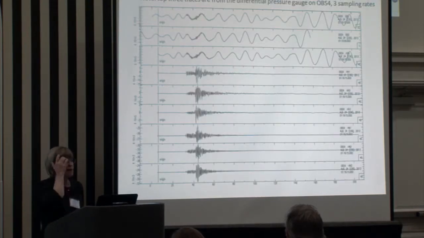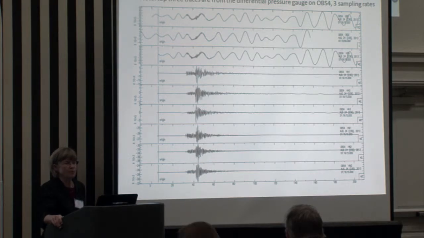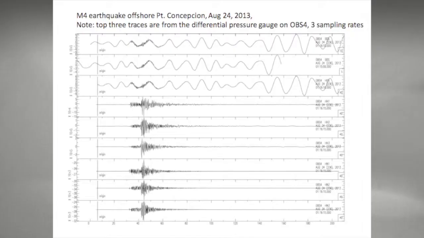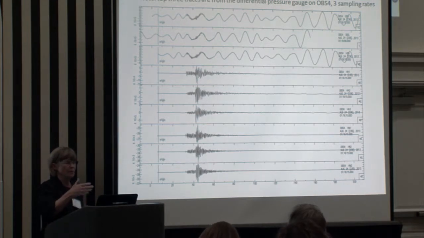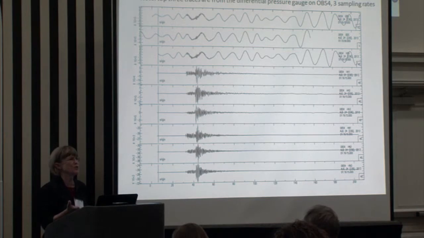And then this was a magnitude 4 event that occurred to the south in August off Point Conception. So the top 3 traces are the differential pressure gauge. We actually set them at 3 different sample rates. The broadbands are set at 200 samples per second. The differential pressure gauge, you can have it come in at different sample rates, so we're showing it at 50, 100, and 200. We're likely just going to lop off the 50 and 100, just so we can get to know what the pressure gauge does and what it looks like.